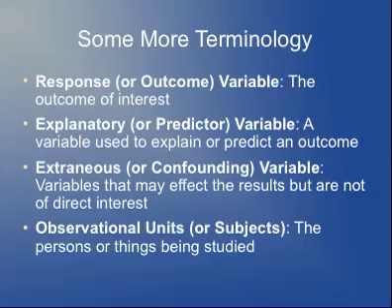And observational units, or sometimes more simply subjects, are basically whatever you're studying. It could be the people in your observational study on lung cancer. It could be rats that you're injecting with some toxin, or whatever other thing you might be studying.